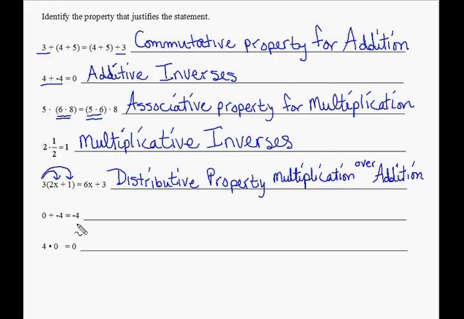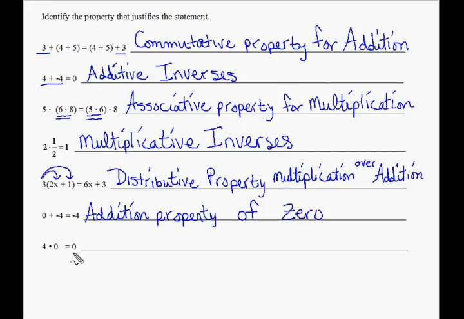0 plus negative 4 is still negative 4. This is a very important property to allow you to actually solve equations. That when you add 0, you don't change the value of what you're adding it to. So 0 added to negative 4 is still negative 4. So this is referred to as the addition property for 0, or the additive identity, where when you add 0, you get the identical thing still back.